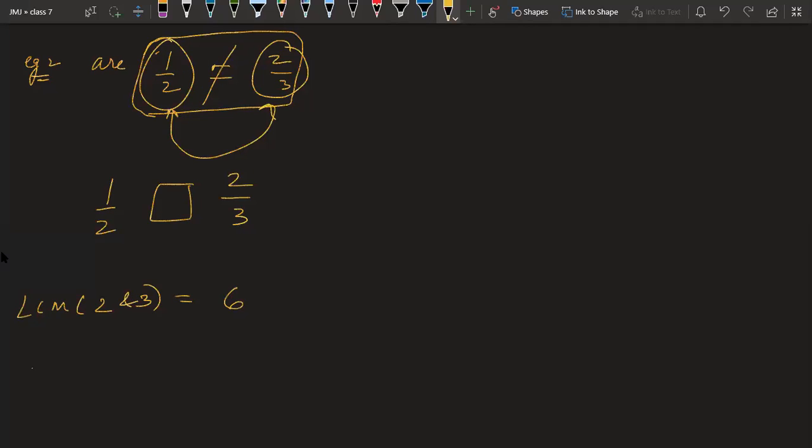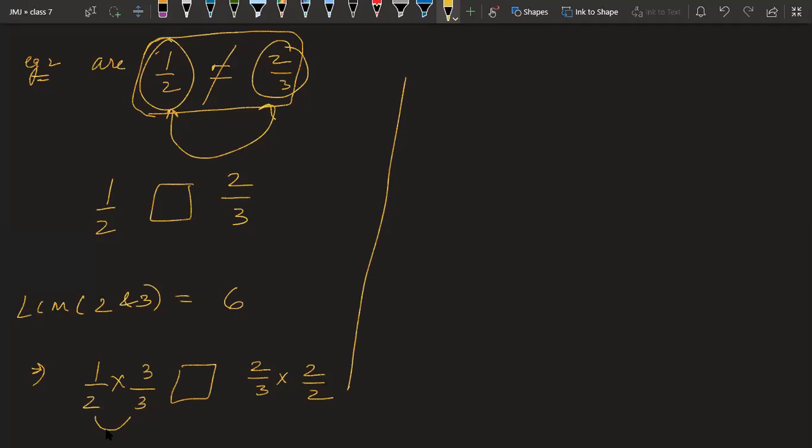So we have to write the equivalent fraction of 1 by 2, and that will be 3 upon 6, and the equivalent fraction of 2 by 3 is 4 upon 6. Now I think it is easier to compare. Now we can easily say which one is larger, class? Second one? Yes.